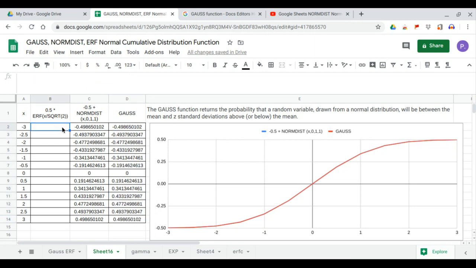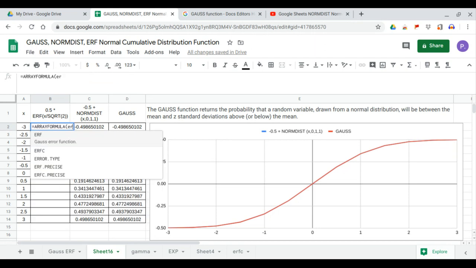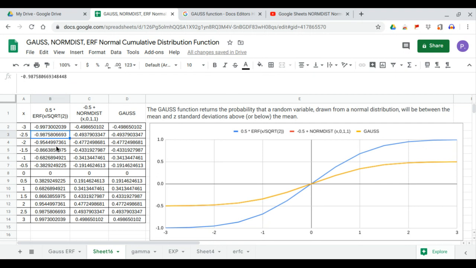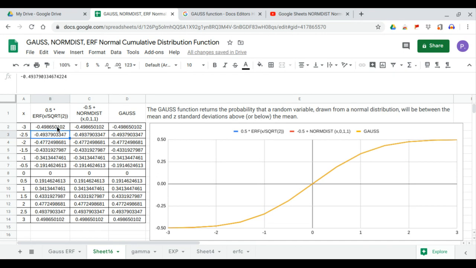Next, we'll use the ERF function, where we evaluate as our formula, ERF of the x values divided by square root of 2. Next, we multiply 0.5 to the ERF function. So 0.5 times ERF. And we have the exact same value as the Gauss function.